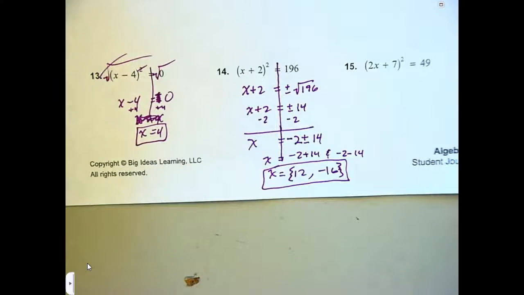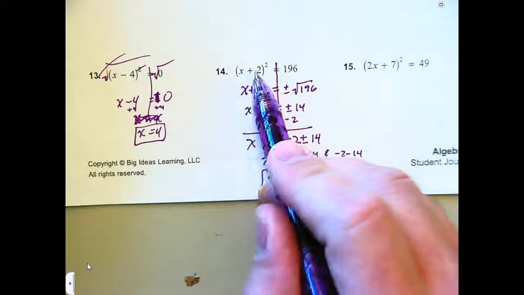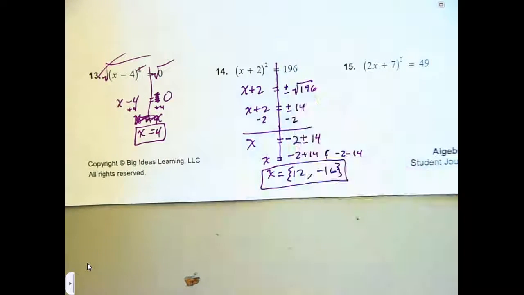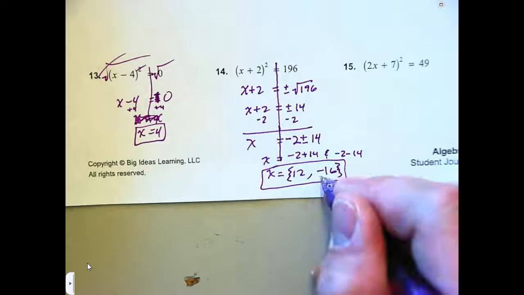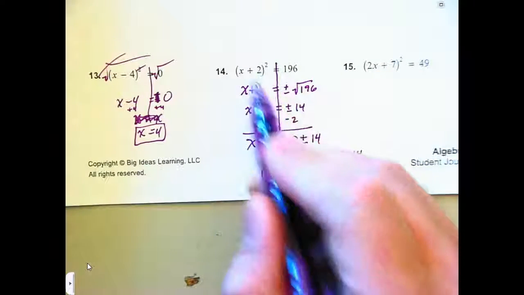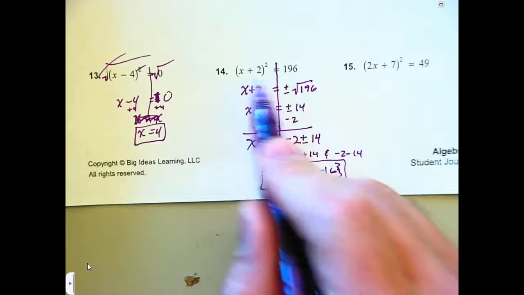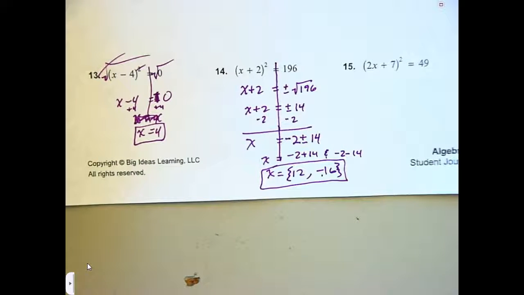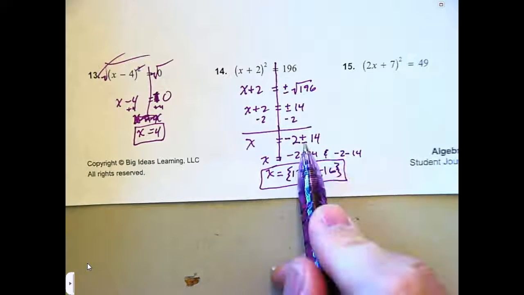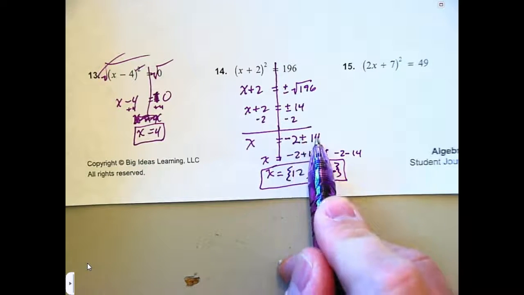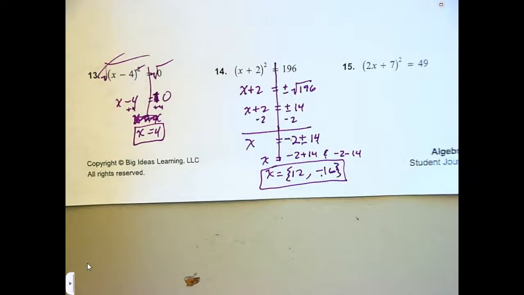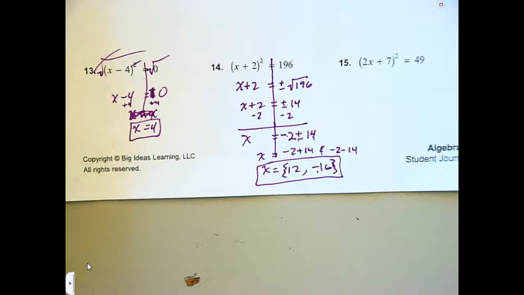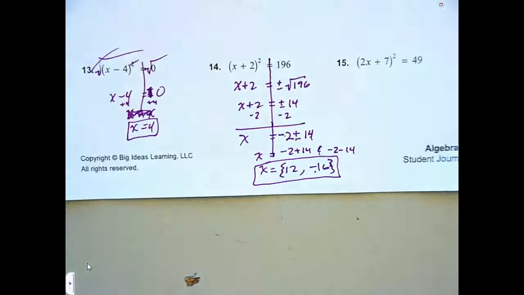Remember, you can always check your work. If I put 12 in there, 12 plus 2 is 14. 14 squared is 196. Negative 16 plus 2 is negative 14. Negative 14 times negative 14 is 196. Why would you do that instead of just subtracting 14 and 2 and getting 12? Because it has the plus minus. So it's saying negative 2 plus 14 and negative 2 minus 14. Yeah, you have to do both problems. All right, questions there?